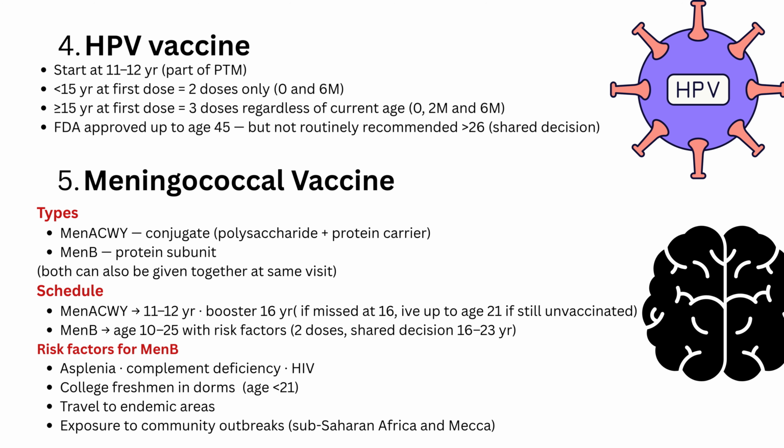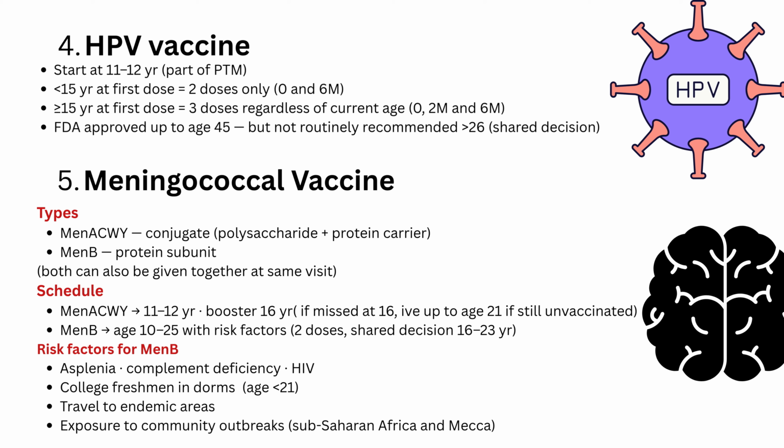The HPV vaccine is FDA approved up to the age of 45. However, it is not routinely recommended after age 26. For adults between 27 and 45 years, vaccination is based on shared decision-making between the patient and clinician.